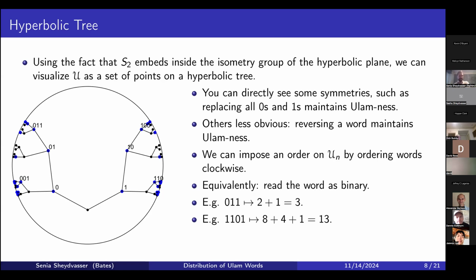So 0, 1, 1 would correspond to 3, and 1, 0, 0 would correspond to 4. 3 comes before 4. There's your clockwise ordering. Another example, something like 1, 1, 0, 1 would become 8 plus 4 plus 1, which is 13. And so here's the general point: we have an injective map, which I will denote by pi, coming from the set of Ulam words of length n into integers between 1 and 2^n minus 2.